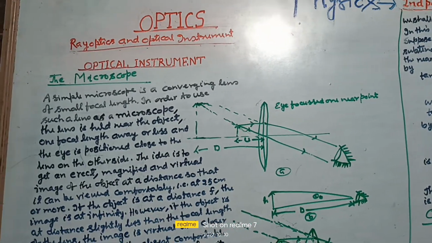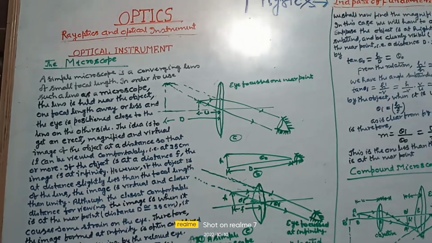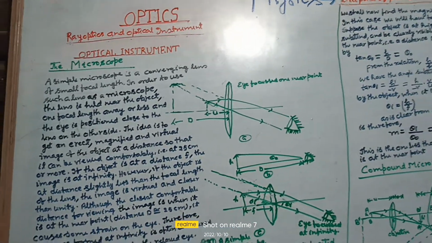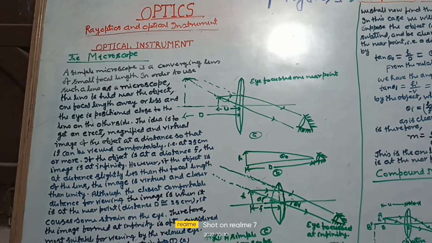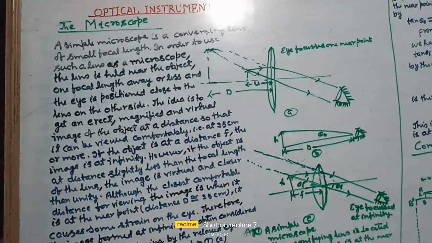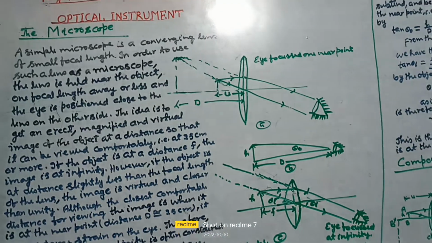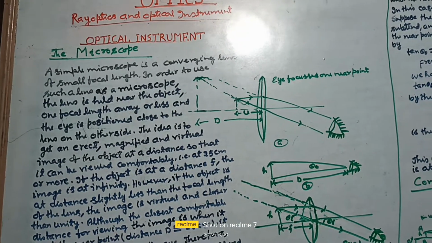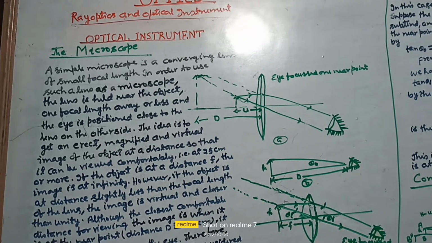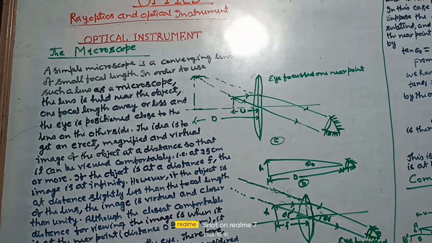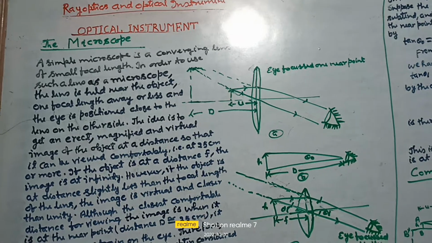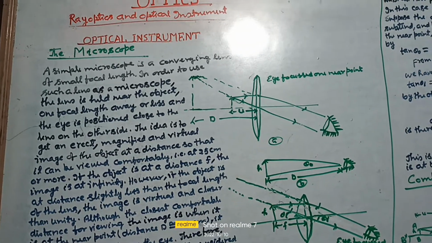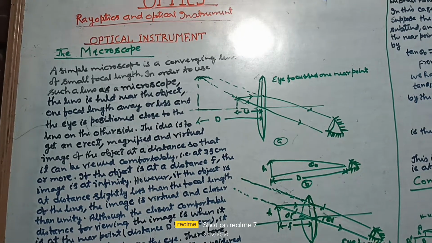Today we shall study about the microscope in the optical instruments, ray optics and optical instruments chapter. A simple microscope is a converging lens of small focal length. In order to use such a lens as a microscope, the lens is held near the object, one focal length away or less, and the eye is positioned close to the lens on the other side.